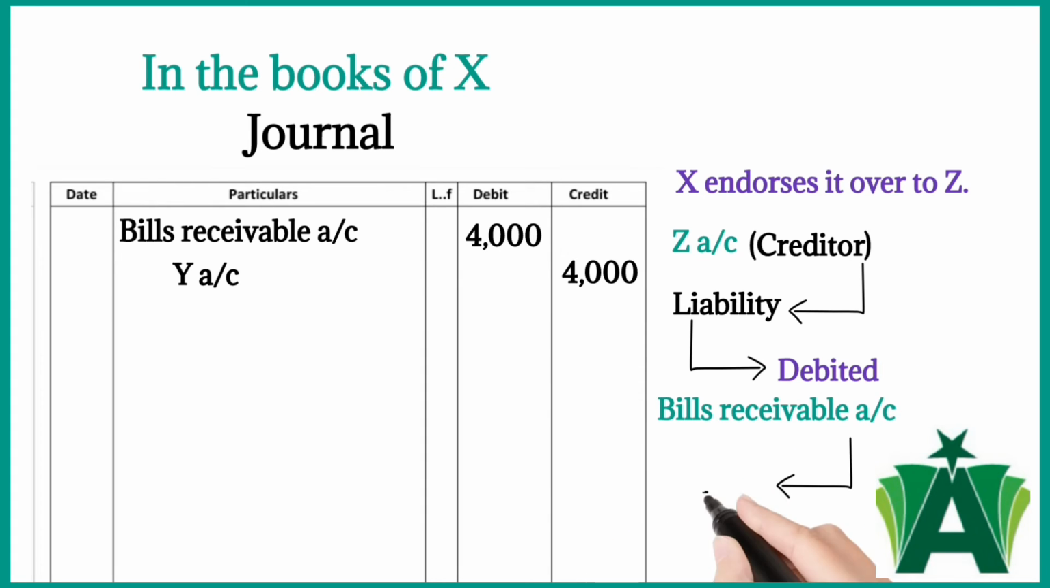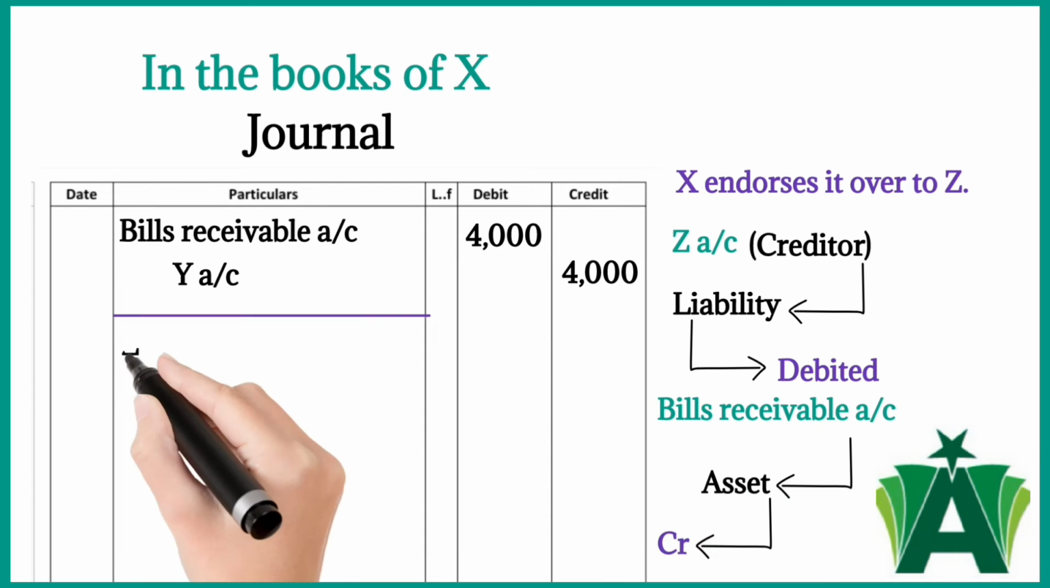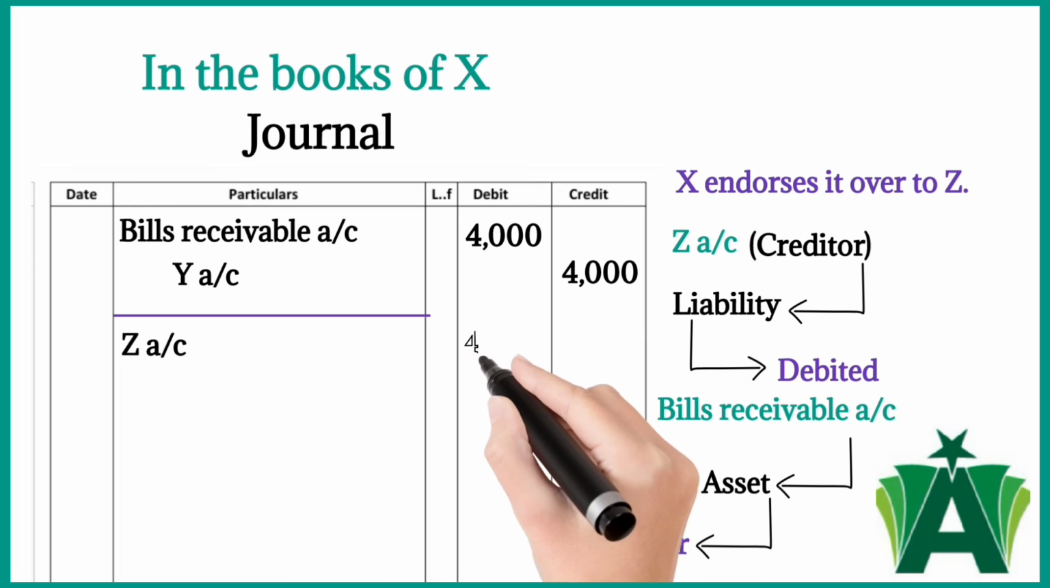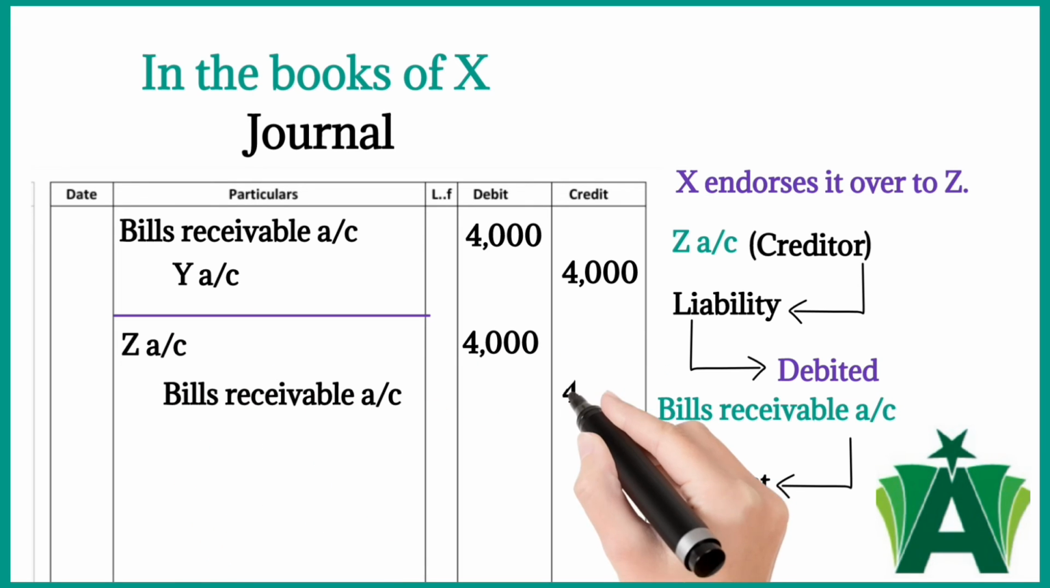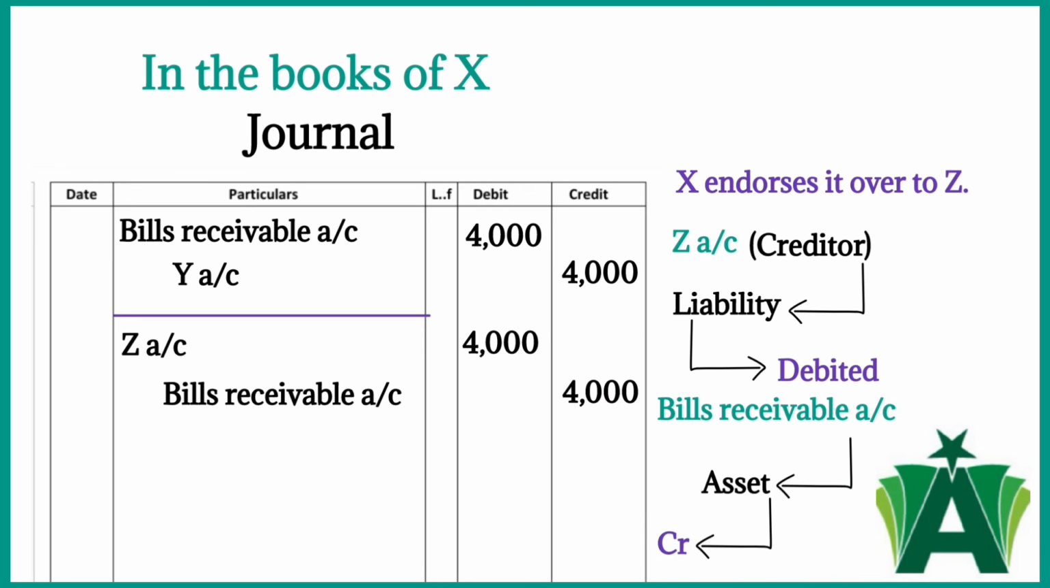Bills receivable account nature is an asset. When asset decrease in business, the account will be credited. Now, C account is debited with $4,000. Bills receivable account credited with the same amount.